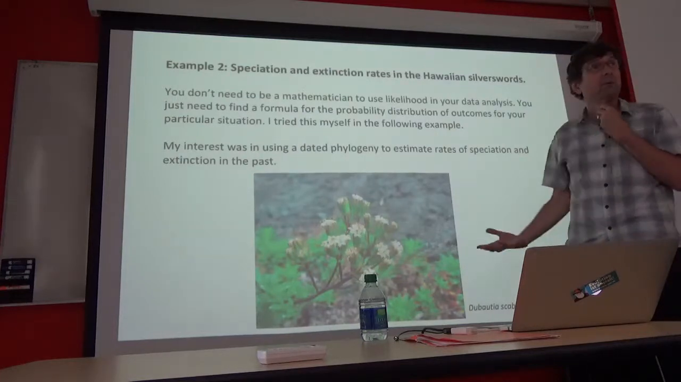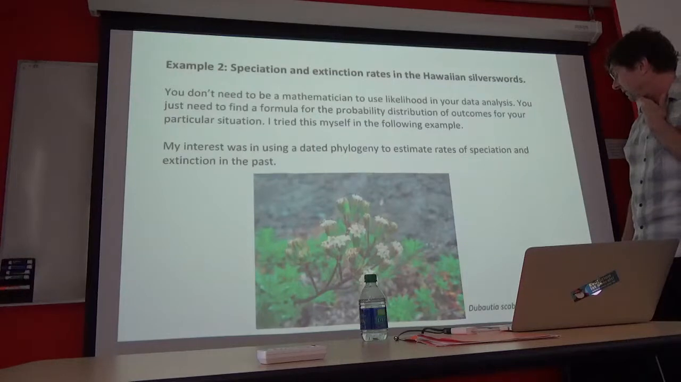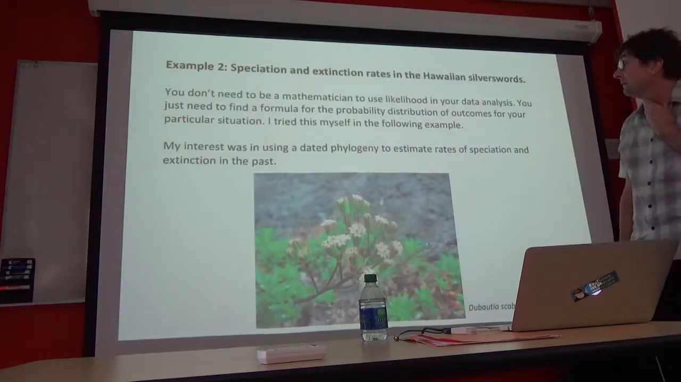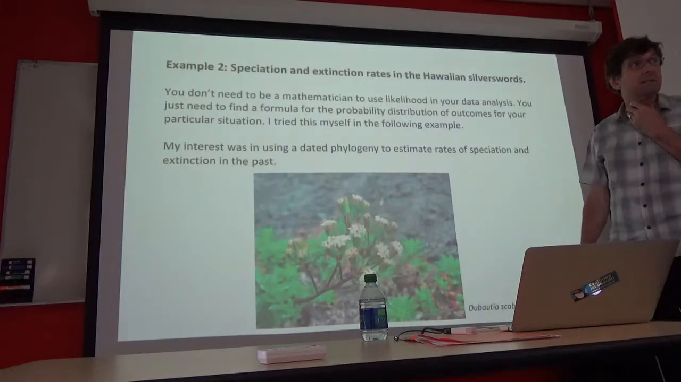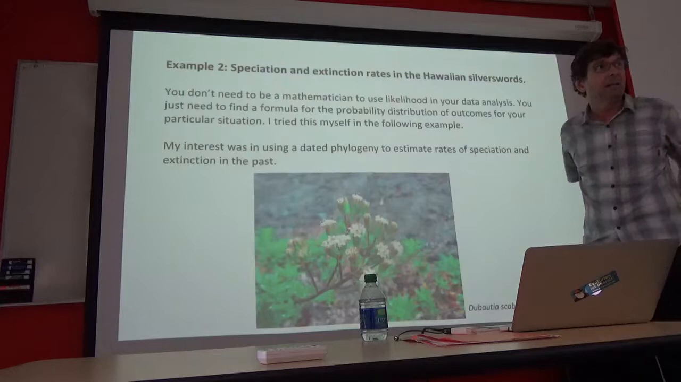And so I thought I would show you an example. And that is that I would get some data from a phylogeny, in this case, the Hawaiian silver sword. So this is just this outrageous group of plants that radiated on the Hawaiian archipelago.